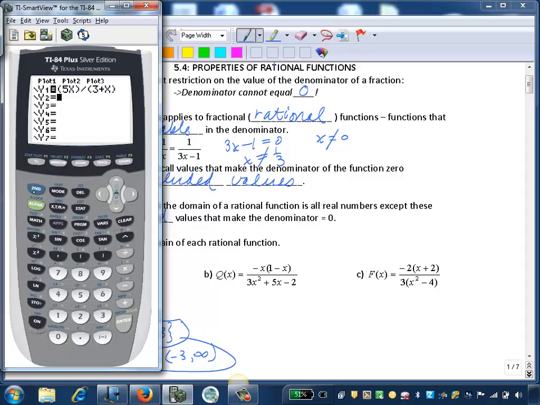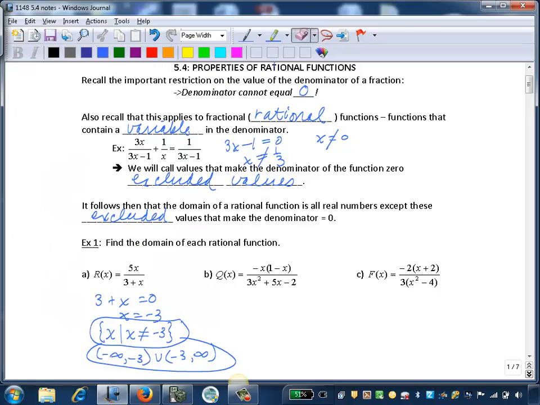So if we look at the table, we're going to see at -3 an error for our y value. And that makes sense because we just found out that an x value of -3 would cause this denominator to equal 0. So you guys can try the other two parts of this example 1.